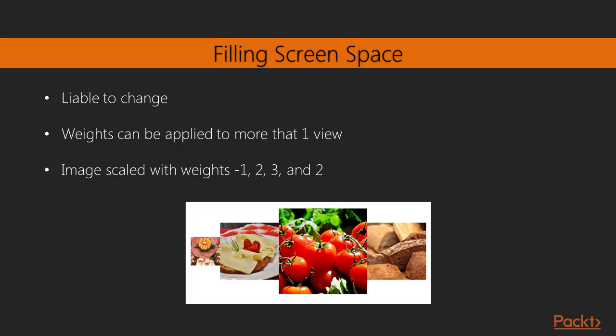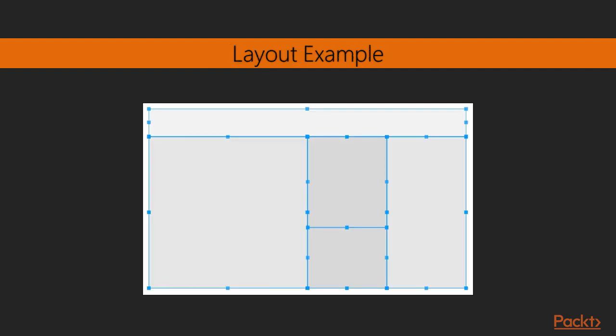Automatically filling screen space that is liable to change is very useful, but weight can be applied to more than one view to create layouts where views each consume a specified relative area of an activity. For example, these images were scaled with weights 1, 2, 3, and 2. Although nesting layouts within each other is generally avoided, it's often worth considering one or two levels as this can produce some very workable activities.